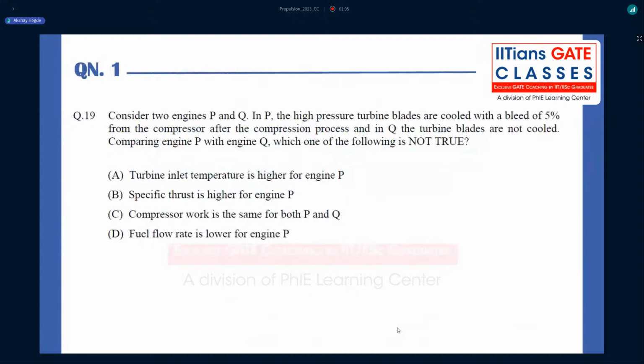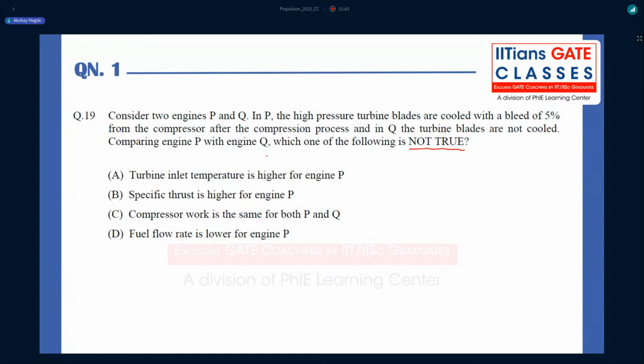Okay, the first question is, consider 2 engines P and Q. In P, the high pressure turbine blades are cooled with a bleed of 5% from the compressor after the compression process, and in Q, the turbine blades are not cooled. Comparing engine P with engine Q, which one of the following is not true? The first keyword you have to recognize is that they're asking not true. Which of these are false? That is what they're asking. That's an important keyword we have to know.